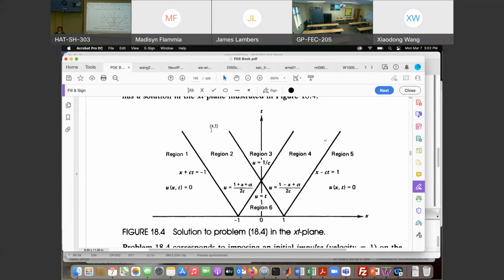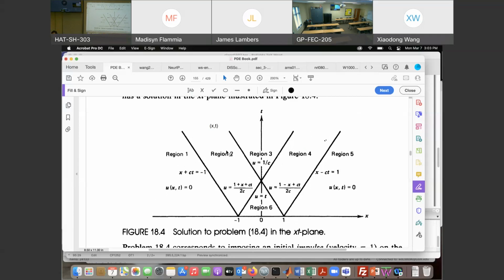And I would trace it all the way back down to the x-axis, so t equals 0. So from here down to here, and then also a line with this slope. So parallel to these lines are x plus ct is equal to a constant. So this goes down here.